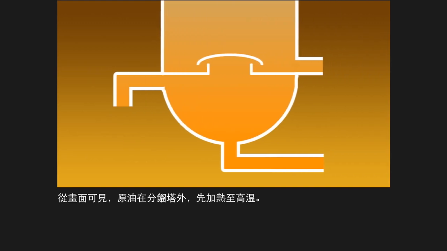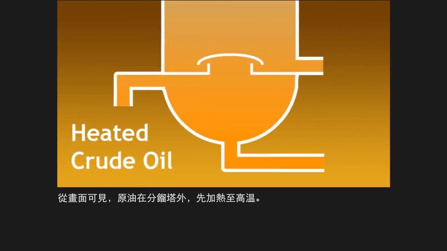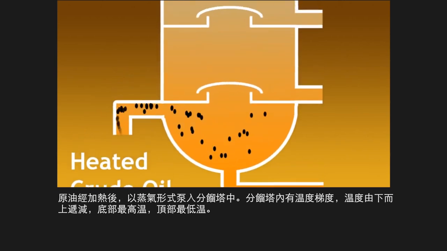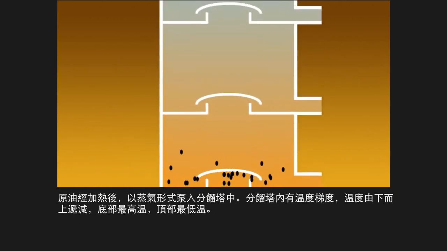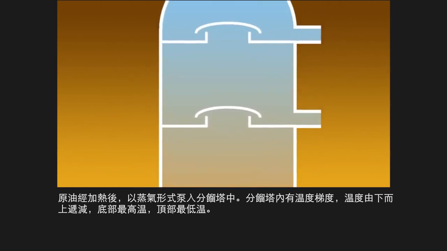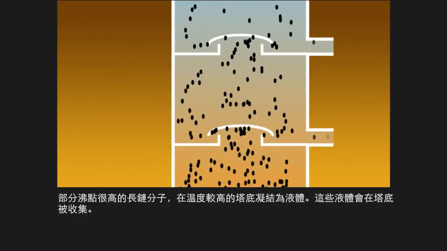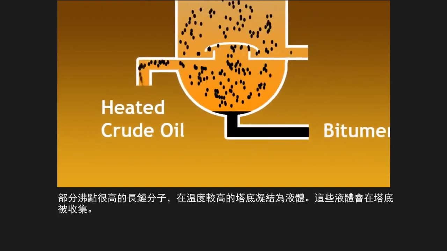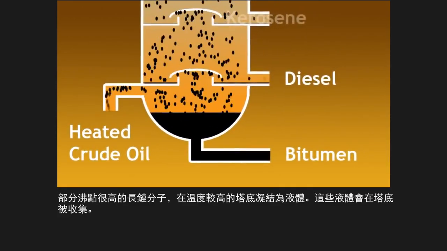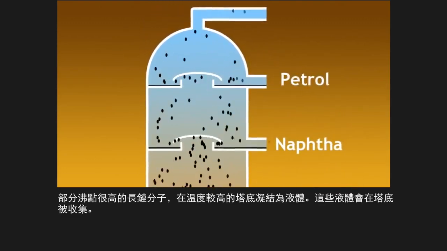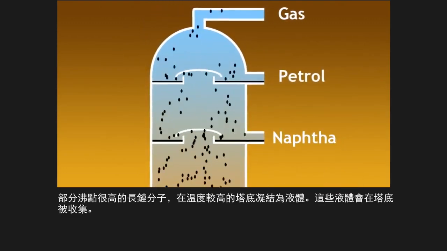As you can see, crude oil is heated up to a high temperature outside of the fractionating column. The hot crude oil, now mostly in vapour form, is pumped into the column. The column has a heat gradient and is very hot at the bottom, going cooler as we move up to the top. Even at the very bottom of the column, where the temperature is still high, some long chain molecules with high boiling points begin to condense back into a liquid. These are collected at the bottom of the column.